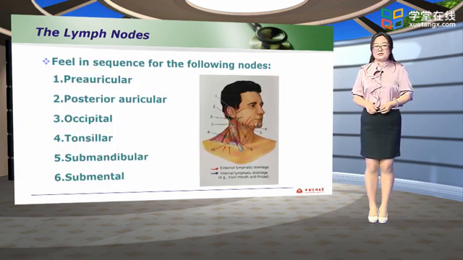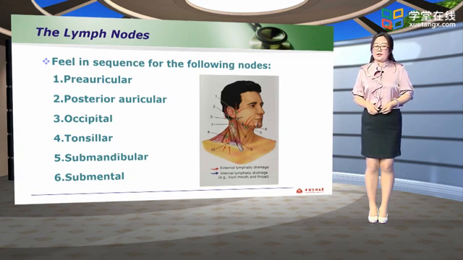There are several groups of lymph nodes on the neck. When you examine the cervical lymph nodes, you should do it in the following order: preauricular, posterior auricular, occipital, tonsillar, submandibular, submental, superficial cervical, posterior cervical, deep cervical chain, and supraclavicular. We should know where to palpate such groups of lymph nodes.